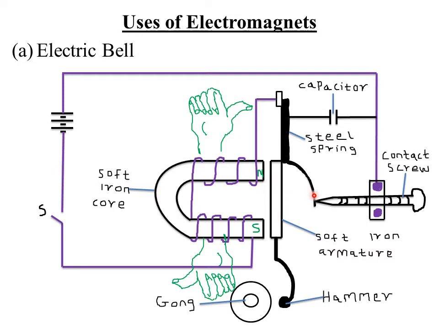When it is returned back, it again completes the circuit, or it makes the contact, therefore the current flows, and the soft iron core gets magnetized. It attracts the soft iron armature, which breaks the contact, and the process repeats itself. So as long as the switch is closed and our battery here is supplying current, the bell will be ringing continuously.